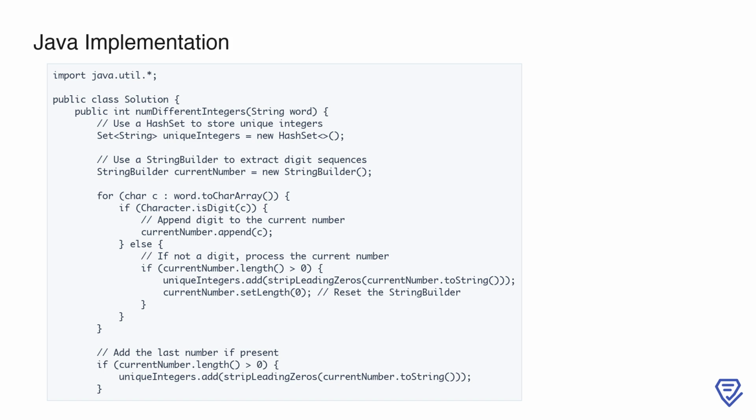If the character is a digit, it gets appended to currentNumber. However, if the character is not a digit, this indicates the end of a number sequence. At this point, we check if currentNumber contains any digits. If it does, we process the number by adding its stripped version, removing any leading zeros, to the hash set. After that, the string builder is reset to prepare for the next potential number. This ensures that we handle sequences of digits and non-digit characters correctly as we traverse the string.